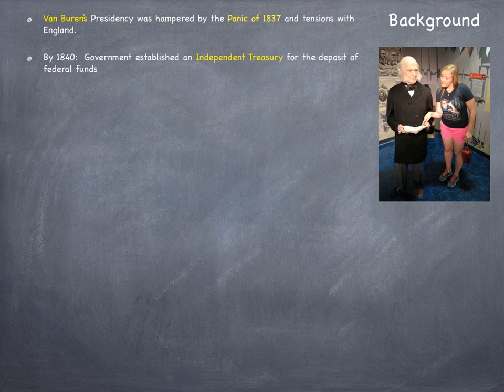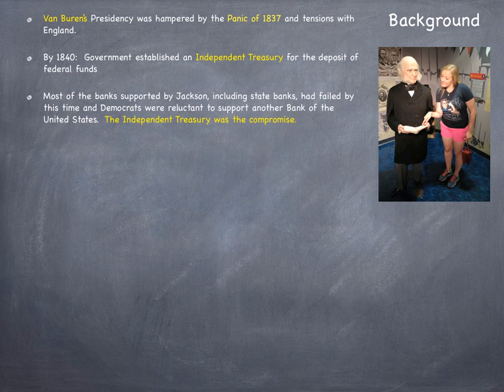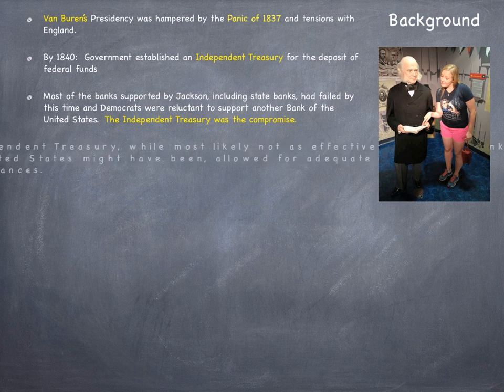By 1840, the government established an independent treasury for the deposit of federal funds. If you remember back, Jackson was deeply intertwined with the banking system, had very strong feelings about the bank, and by this time, most of the banks that were supported by Jackson, including the state banks, had failed, and Democrats were really reluctant to support another bank of the United States. The independent treasury was the compromise.